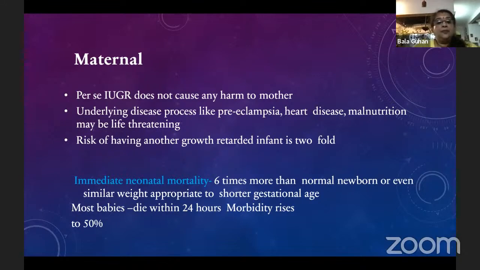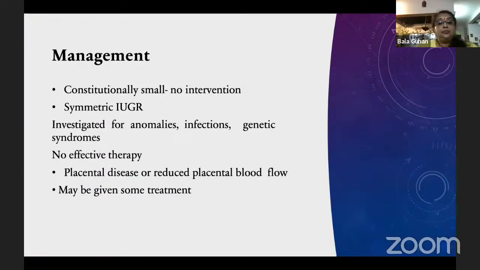The immediate neonatal mortality is 6 times more than normal newborn babies, or even babies of similar weight appropriate to the shorter gestational age. Most babies die within 24 hours and morbidity rises up to 50%.